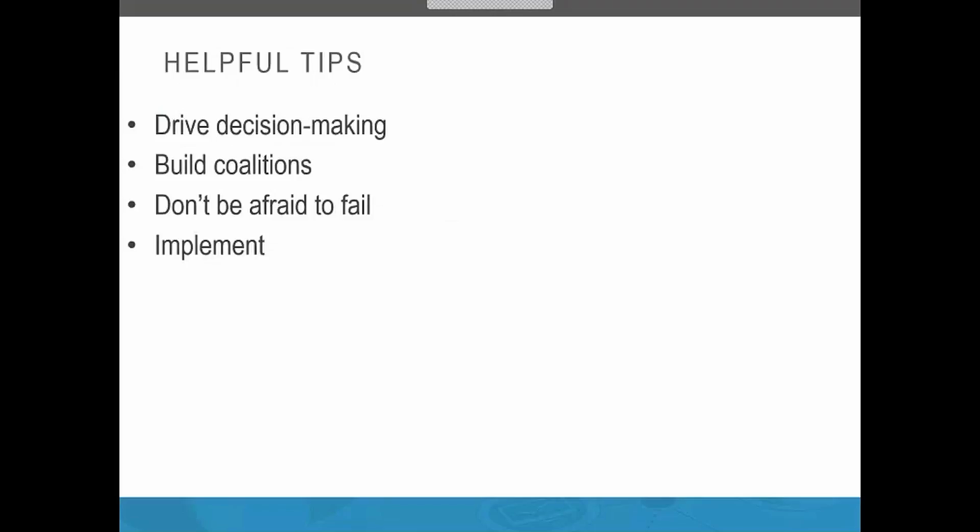Build coalitions. This is when your facilitation skills come in handy. Build coalition across the organization to implement. Don't be afraid to fail. Think what's the worst that can happen, and if you can live with that, then you're doing okay. And implement. Having the perfect strategy isn't as important as implementing an okay strategy.